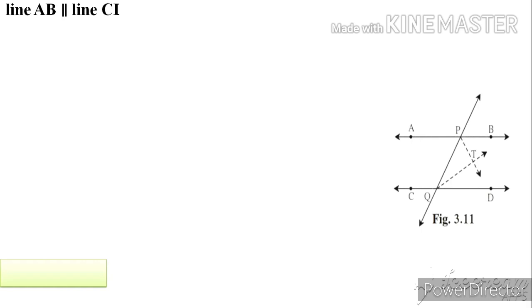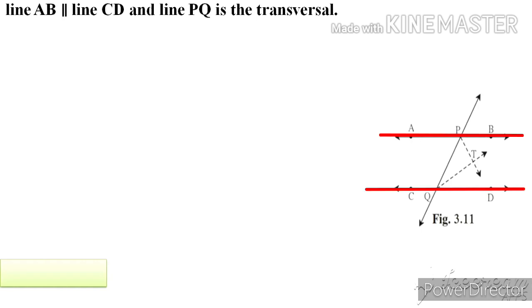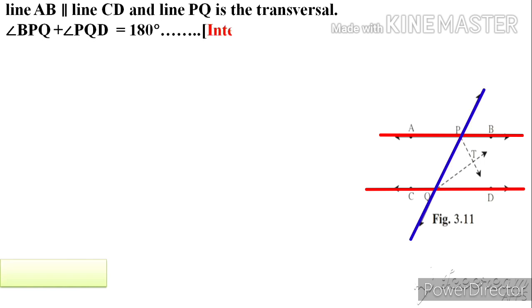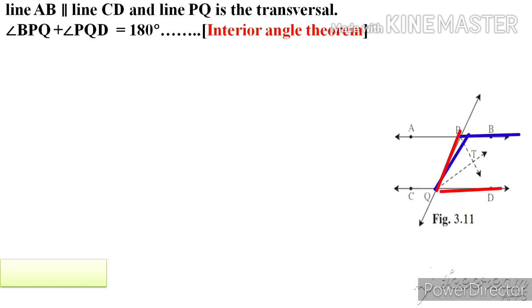Equation number 3. Now student, line AB is parallel to line CD and the line PQ is the transversal. Angle BPQ plus angle PQD equal to 180 degree. They form interior angle.